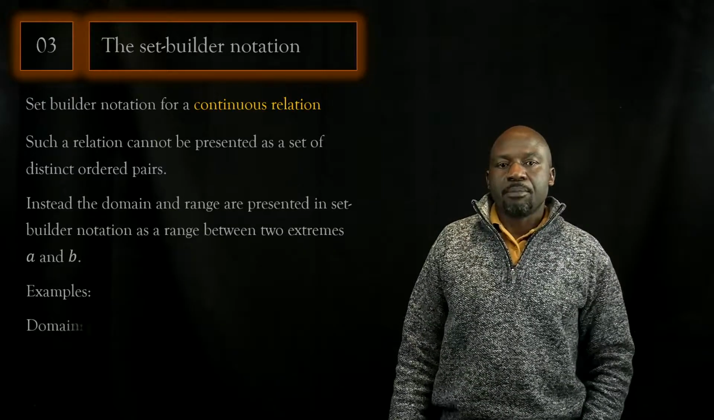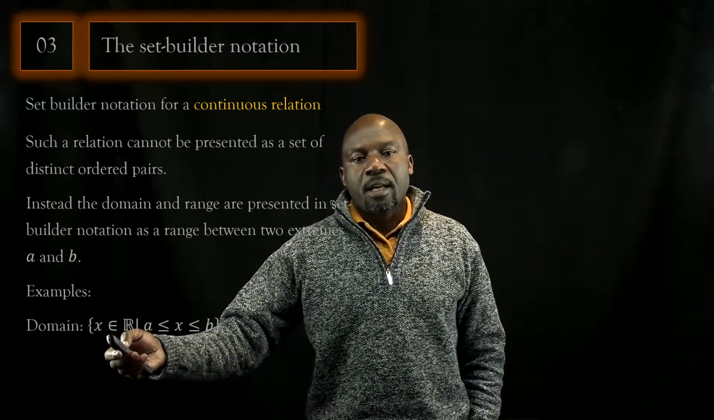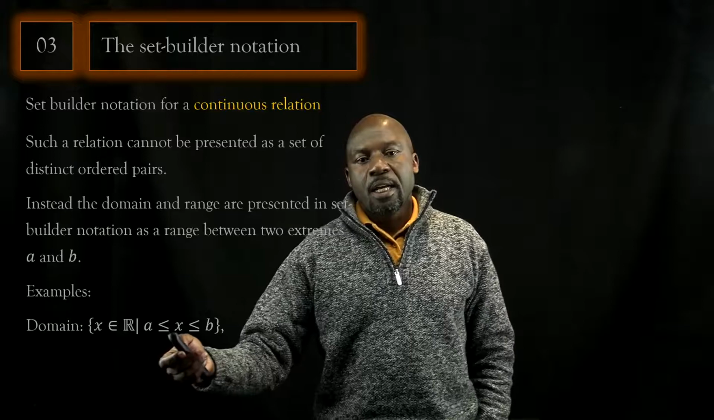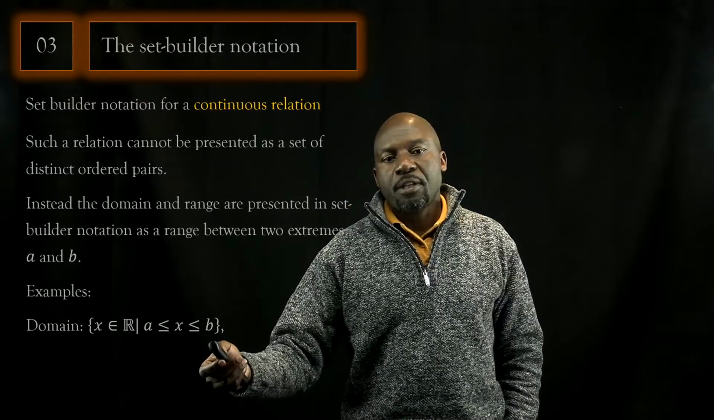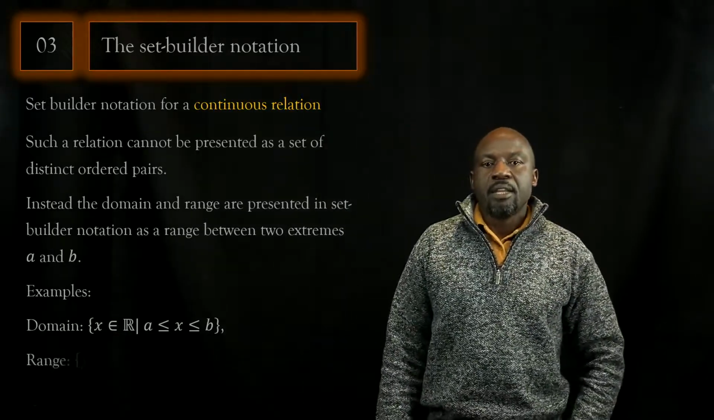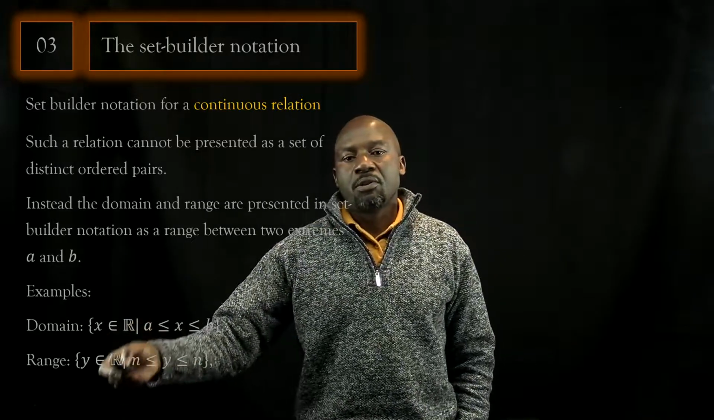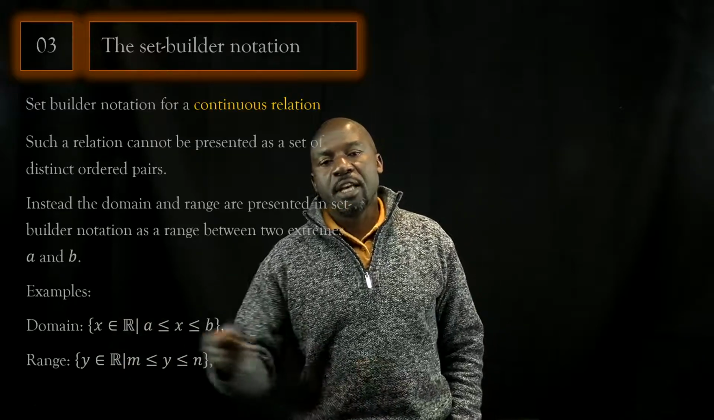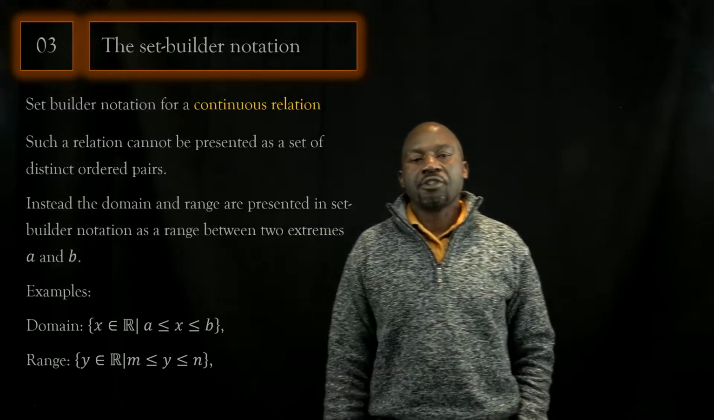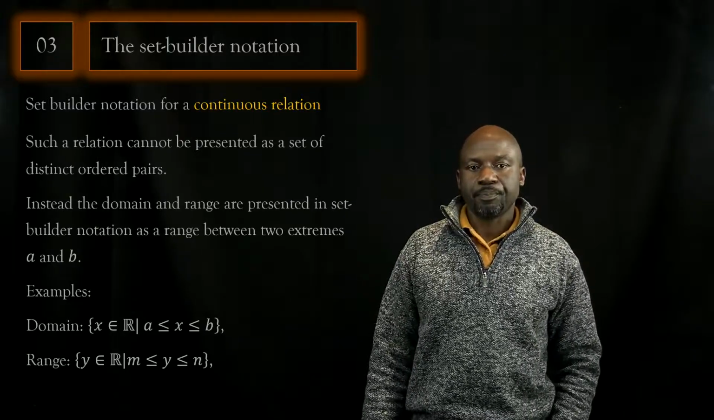For example, we can write that x is an element of the real numbers lying between some starting point A and some ending point B. So anything in between can be a value of the domain. Similarly, the range can be represented in the same way. You will need to remember that real numbers are really anything on the number line, whether decimal or whole number, including irrational numbers, and they can form part of the domain of a continuous function.